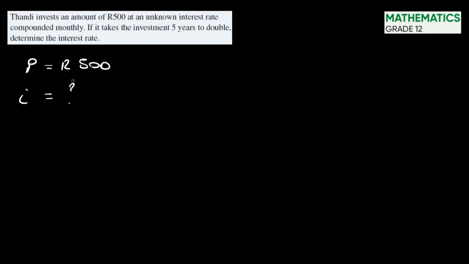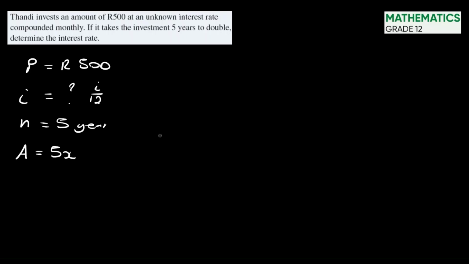This is very important. It means if our interest is compounded monthly, our i will be divided by 12 because there's 12 months in a year. If it takes the investment 5 years to double, determine the interest, telling us that n is equal to 5 years, but this investment will double in the 5 years, meaning that it will accumulate to 2x.